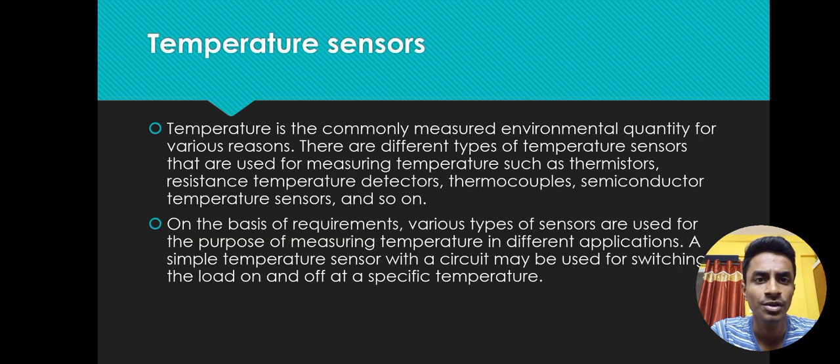Now, coming to temperature sensors. Temperature is the most commonly measured environmental quantity for various reasons. There are different types of temperature sensors that are used for measuring temperature, such as thermistors, resistance temperature detectors, thermocouples, semiconductor temperature sensors, and so on. On the basis of requirements, various types of sensors are used for measuring temperature in different applications. A simple temperature sensor with a circuit may be used for switching the load on and off at a specific temperature.